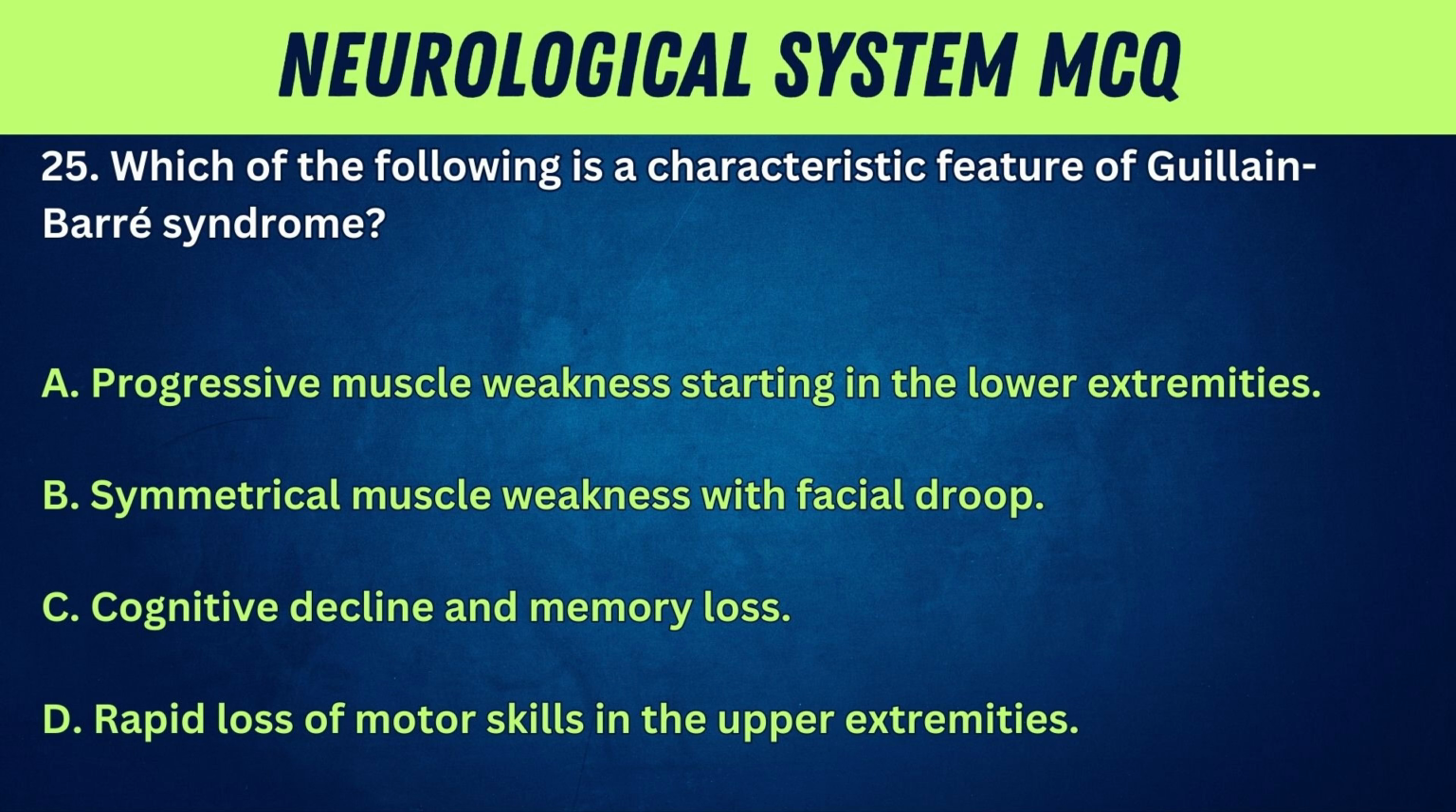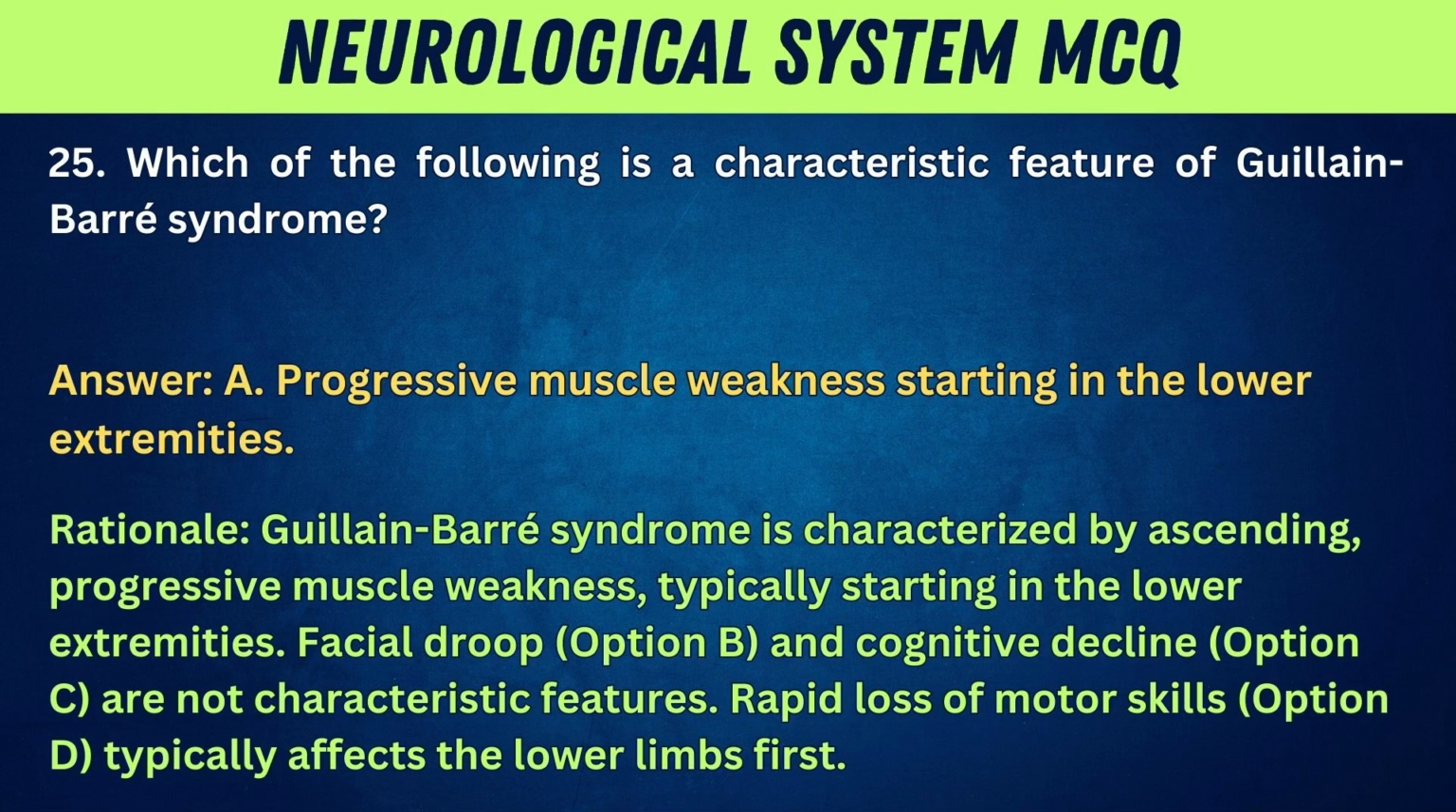25. Which of the following is a characteristic feature of Guillain-Barré syndrome? A. Progressive muscle weakness starting in the lower extremities. B. Symmetrical muscle weakness with facial droop. C. Cognitive decline and memory loss. D. Rapid loss of motor skills in the upper extremities. Answer: A. Progressive muscle weakness starting in the lower extremities.